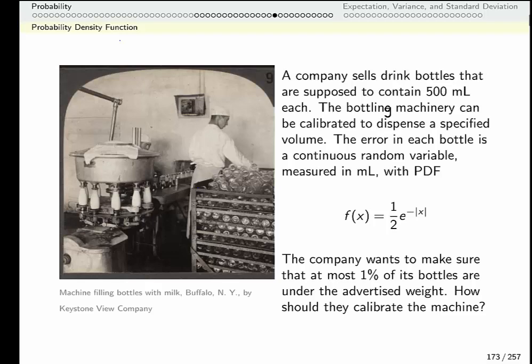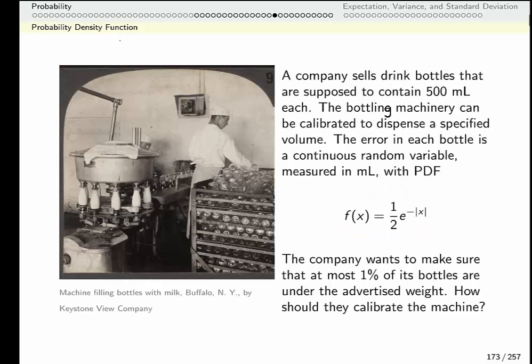Let's see a probability density function in action. Here's the setup. We have a machine and it's filling bottles of milk. On the bottle of milk, it says that this bottle has 500 milliliters. The machine does a pretty good job. It does its best, but it has some error, and that error is random. And it's governed by this probability density function that we've already been talking about.